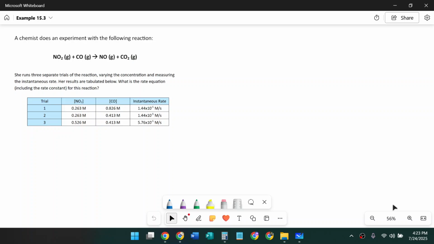This is example 15.3 from Discovering Design with Chemistry. A chemist does an experiment with the following reaction. She runs 3 separate trials of the reaction, varying the concentration and measuring the instantaneous rate.